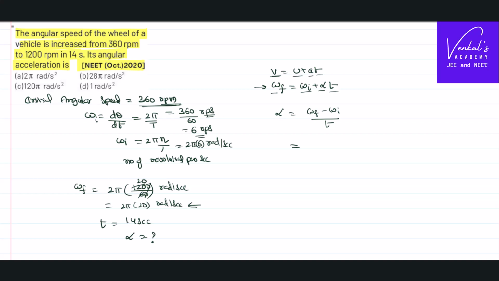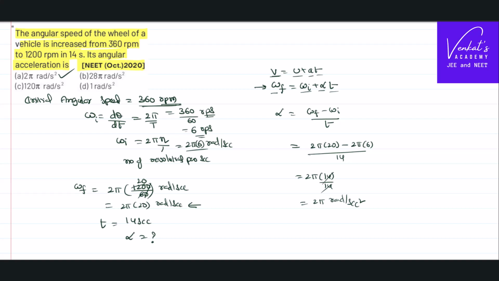Omega f we have found as 2 pi into 20. Omega i we found as 2 pi into 6, in a time of 14 seconds. That is 2 pi into (20 minus 6) which is 14, by 14. This and this will cancel. So the angular acceleration is 2 pi radian per second square. That's the answer for the problem.